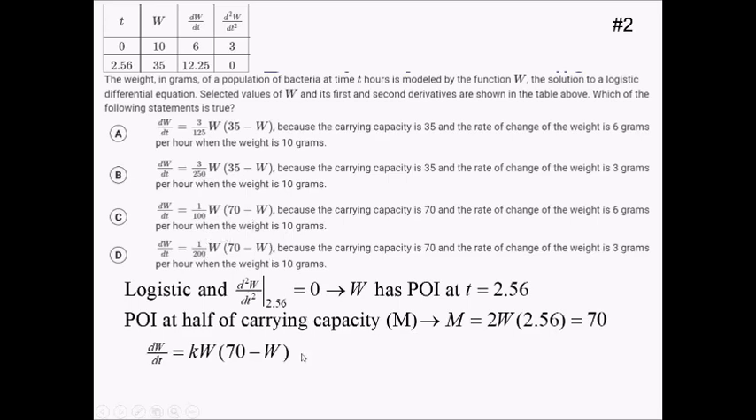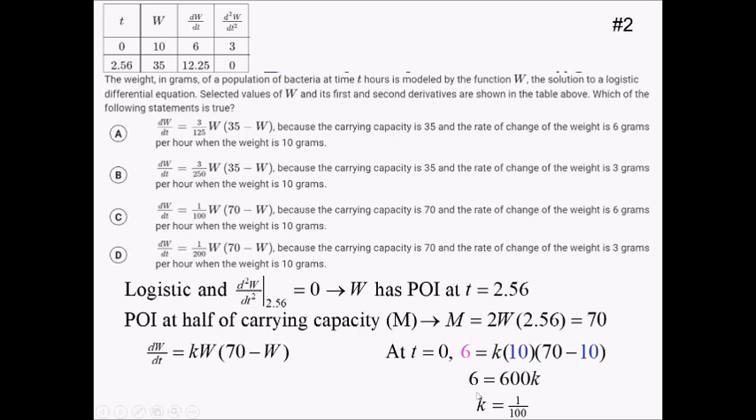So to find the K value, we have to look back at the table, and we notice in the table at time 0, kind of our initial condition here, the value of W is 10, and at the same time, the value of dW over dt is 6. So just plugging into this differential equation, we can write dW over dt replaced by 6 equals K times that W value of 10, and then we're also going to have 70 minus 10 in the parentheses. So then this is going to be 10K times 60 is 600K. Dividing by 600 to get our K value, we end up with 6 over 600, or 1 over 100.